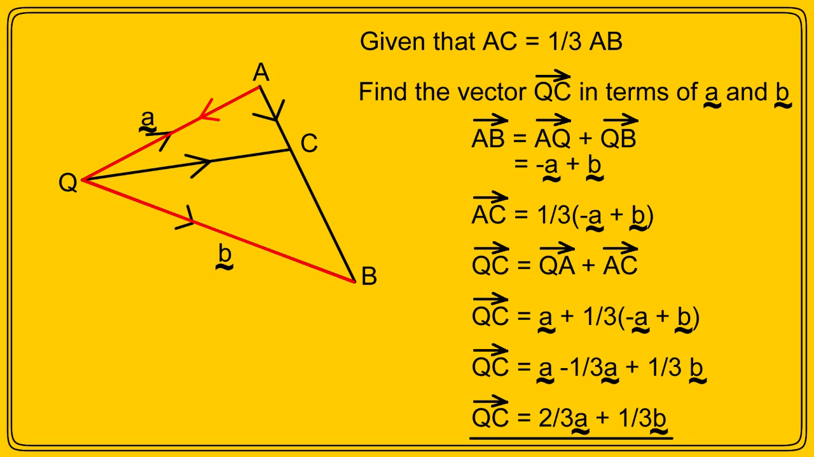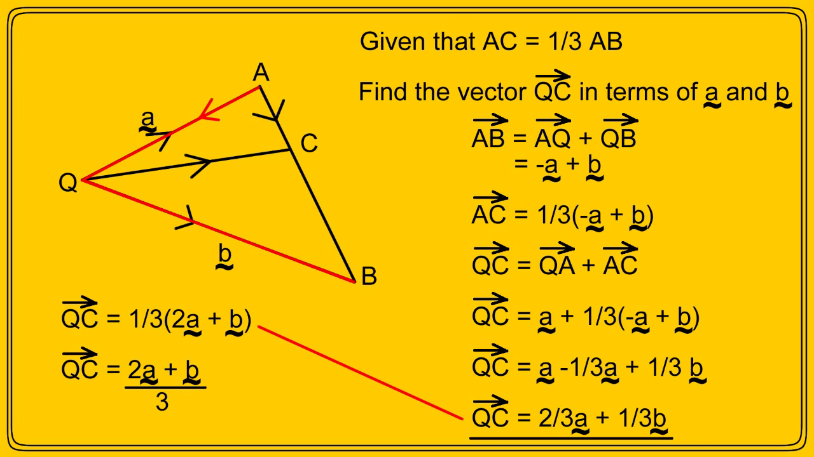If we wanted, we could now factorise this expression by taking out 1/3 as a common factor and getting 1/3 into 2a plus b. And again, if we wish, we can write all of this as just one big fraction, 2a plus b all over 3. Again, at the risk of getting really boring, you can see how close this is to normal algebra. No wonder it's called vector algebra.